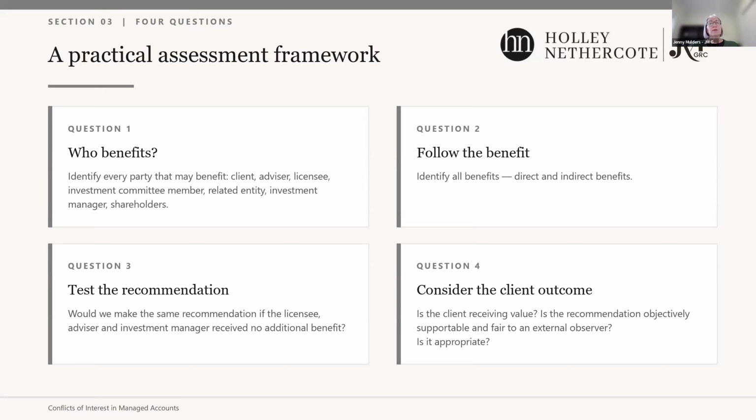So again, I come back to the reasonable man in the street philosophy. People don't come in for financial advice or a financial service and expect it to be free, but they also expect it to be fair and reasonable. So when you're going through the governance scenario and getting your team members involved in identifying your conflicts, look at every party that may benefit in that relationship.